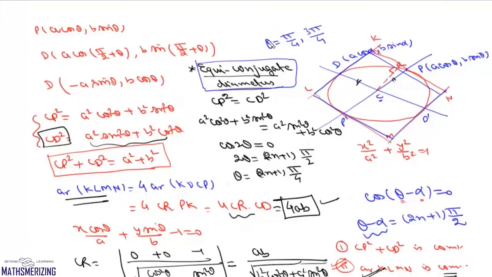And if we put the value of theta as pi by 4, then we can find the length CP, which is the same as CD, and it will be equal to under root of, now cos square theta is 1 by 2, and sin square theta is also 1 by 2. So this length will be under root of (A square plus B square) upon 2. So that is the condition of equi-conjugate diameters.